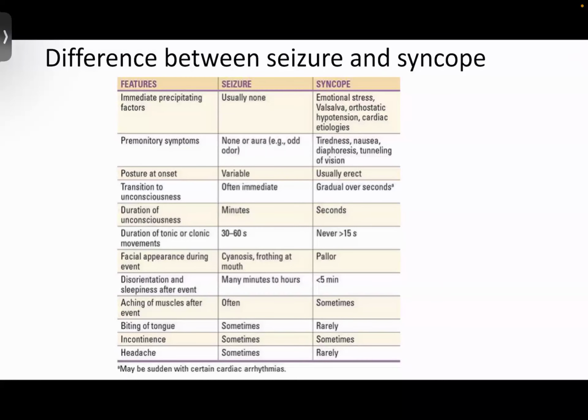So, clinically, how to differentiate between seizure and syncope is that in seizure, immediate precipitating factors are not present. In syncope, it is most commonly associated with precipitating factors like emotional stress or Valsalva maneuver or orthostatic hypotension or cardiac etiology. In seizures, there can be premonitory symptoms.